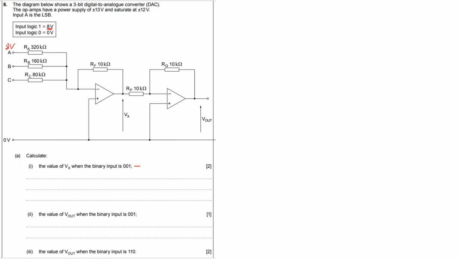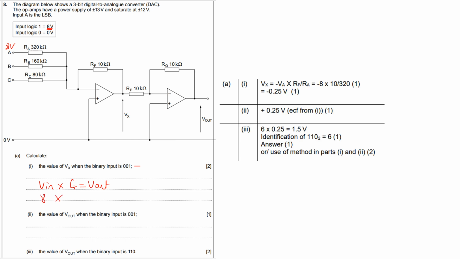Find your gain. Well, V in times gain equals V out, doesn't it? So 8 volts multiplied by the gain, which is minus RF over R in, so minus 10 over 320, equals minus 0.25 volts. If I now flip it, there's a gain of minus 1, so flip it, 0.25 volts.